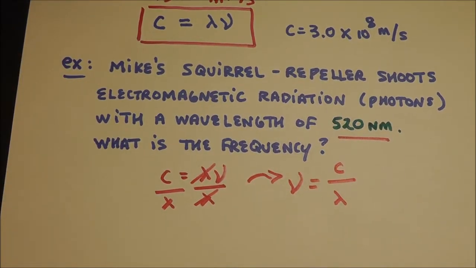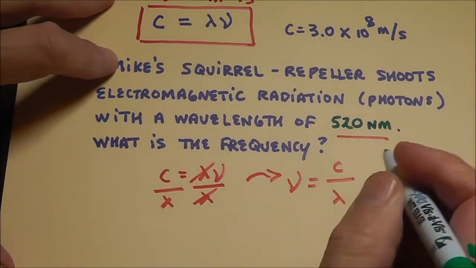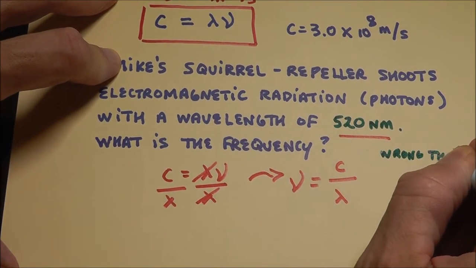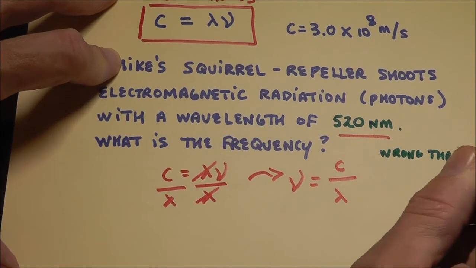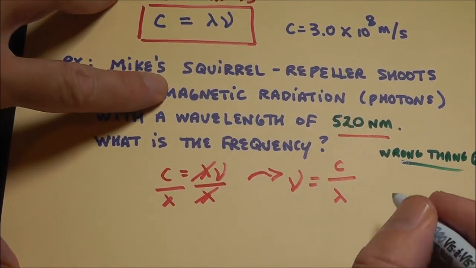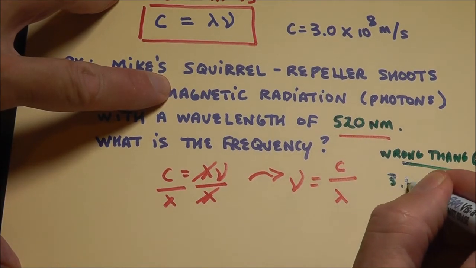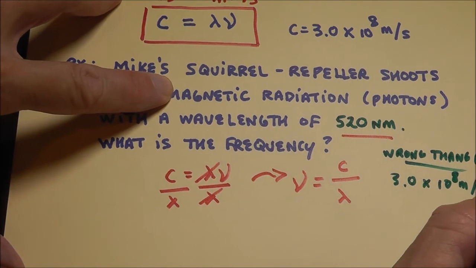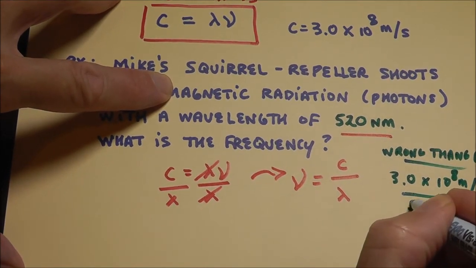Now, I'm going to go over here and do the wrong thing. This is going to be a special place where I do the wrong thing. Don't do it. The wrong thing would be to say, okay, 3.0 times 10 to the 8th meters per second divided by 520 nanometers.